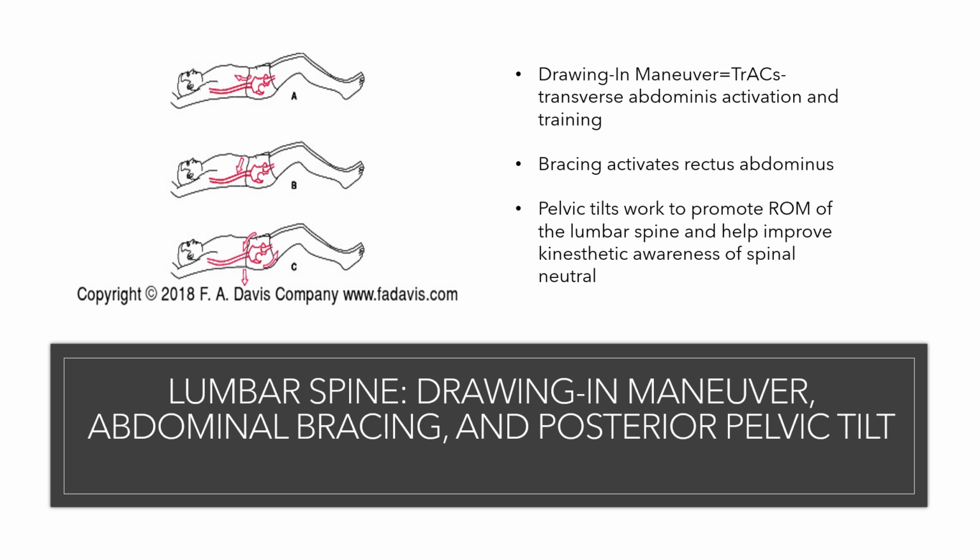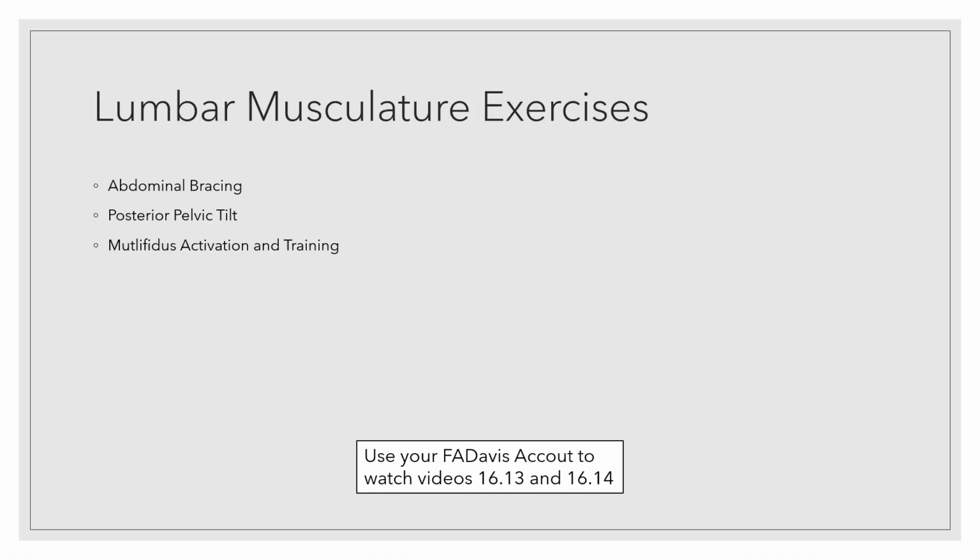Pelvic tilts work to promote range of motion of the lumbar spine and help improve kinesthetic awareness of spinal neutral. Go ahead and take a look at videos 1613 and 1614 for some lumbar musculature exercises over abdominal bracing, posterior pelvic tilt, and multifidus activation and training.